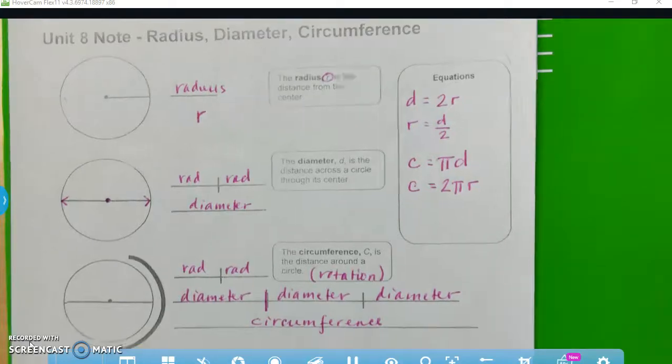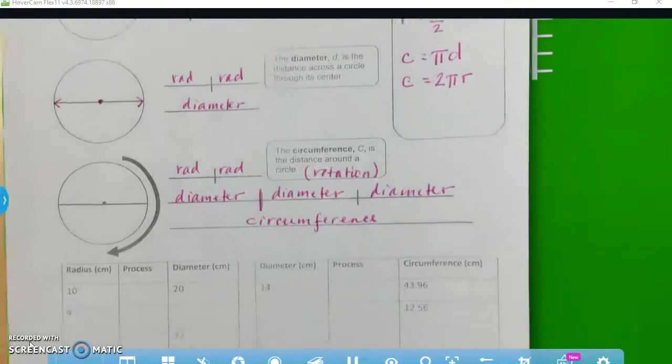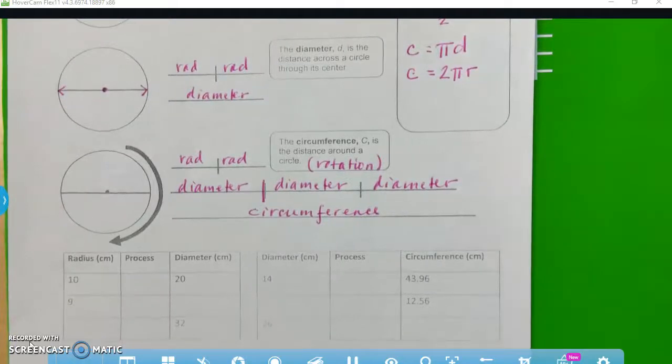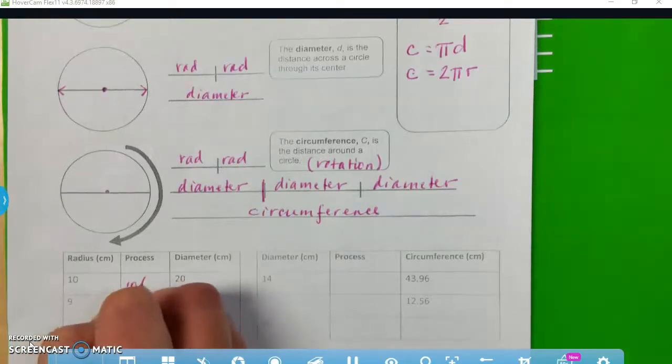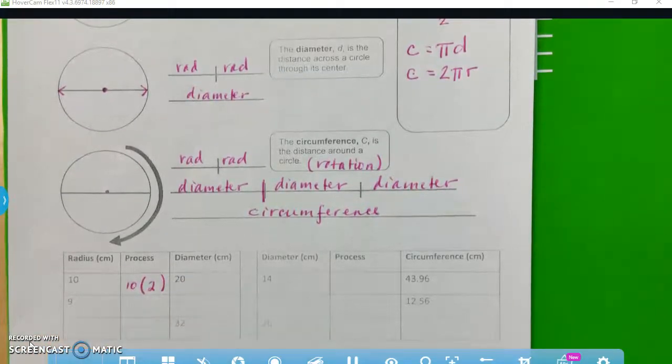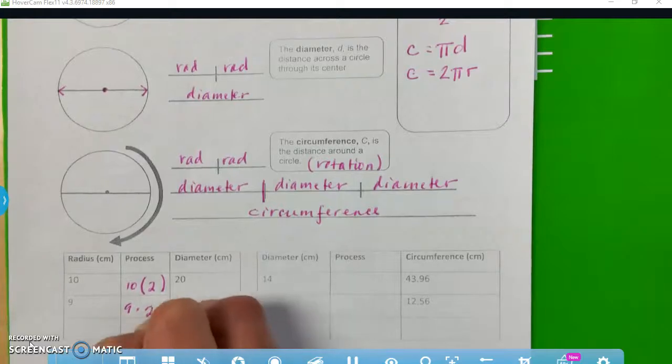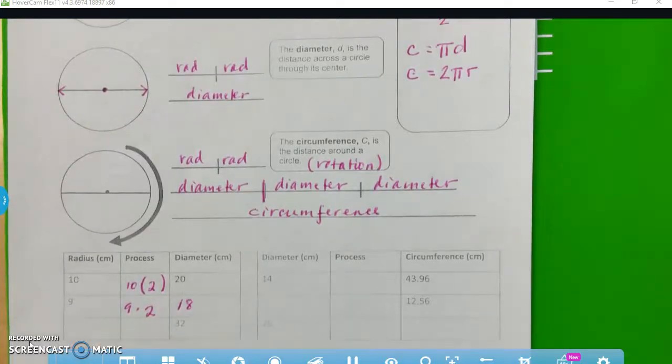Let's put this to work. In this particular note, your questions are in a table format to make sure that we can organize our workflow and be comfortable with these examples. So if we have a radius of 10 and a diameter of 20, what is the relationship? It is 10 times 2. Radius of 9, I can use multiplication in this format, will give us a diameter of 18 centimeters.